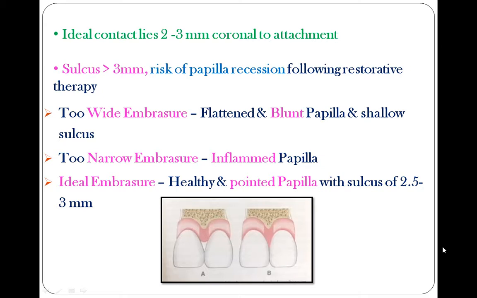Now in the first scenario, where the gingival embrasure is too wide, the papilla assumes a blunted shape with a shallow sulcus. If the embrasures are too narrow, the papilla may be impinged upon and may get inflamed as it grows out facially and lingually and forms a cone. The ideal embrasure is the one which houses a healthy papilla with a sulcus depth of 2.5 to 3.5 millimeters, as you can see in picture B.